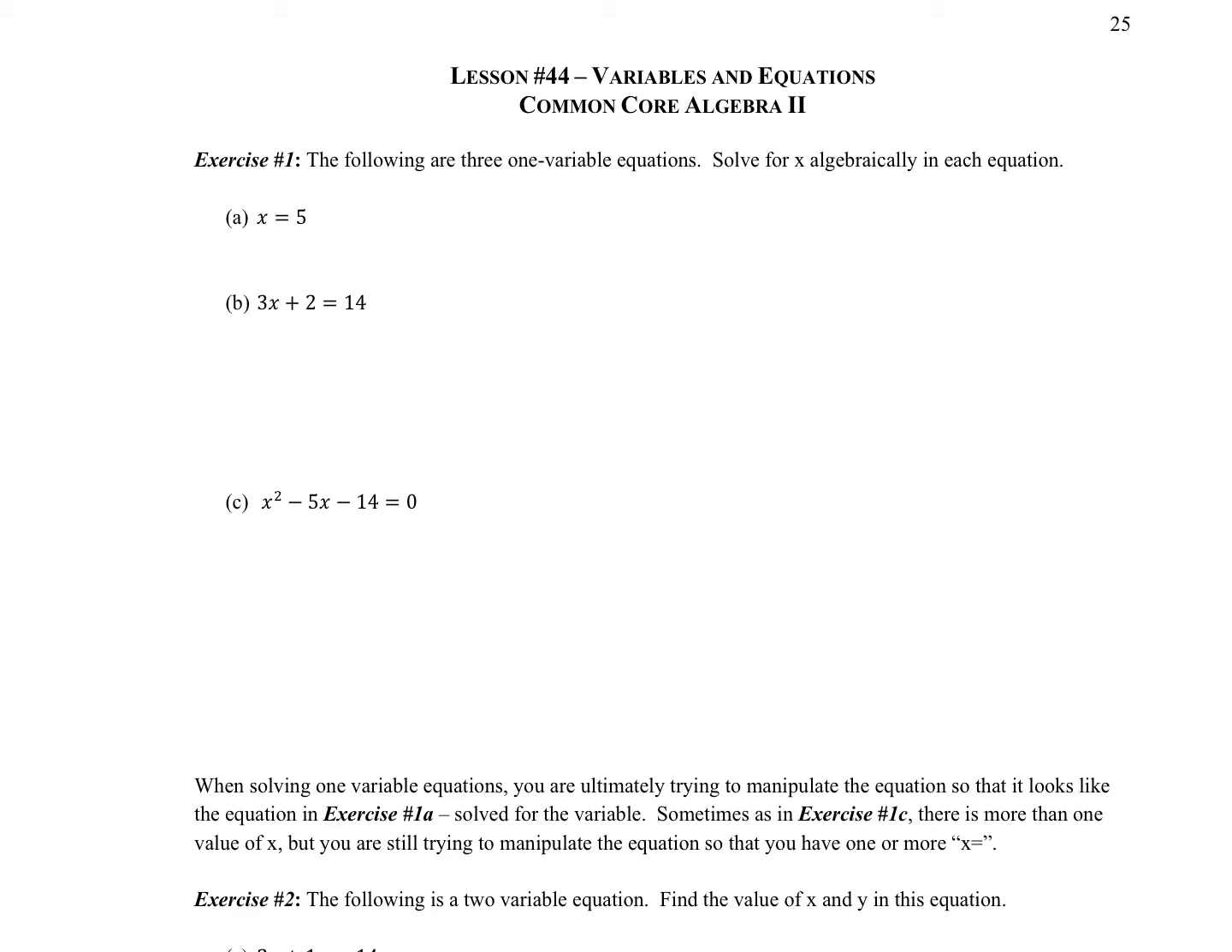Now the first one, when we see the x equals 5, is actually already solved. So ultimately, when we're solving a one-variable equation, we're trying to get to that point. Here, there's no algebra we have to do, so that is the answer. On the next one, we see that the x isn't by itself, so we're going to get the x by itself on this one. When we look at this type of equation, we see that it's a linear equation. So I can just subtract 2 and divide by 3, and then we're going to get x equals 4.